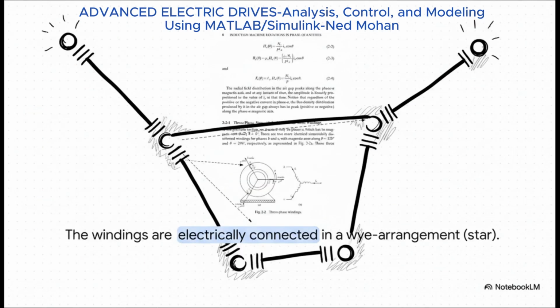Now, this is an important distinction. The last slide showed the physical arrangement. This slide, 2.2b, shows the electrical connection. You can see the 3 windings are all tied together in what we call a Y or star configuration. This is the complete electrical circuit that we're going to hook our power up to.